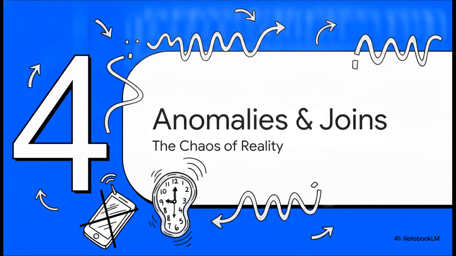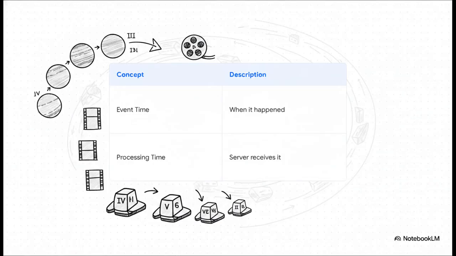Section 4. Time, anomalies, and joins. Because as amazing as this sounds, reality is incredibly chaotic. Processing live, unbounded streams means you have to deal with the harsh realities of distributed systems. Networks lag, phones drop offline, and time itself gets really messy. One of the absolute biggest traps you can fall into here is confusing event time with processing time.